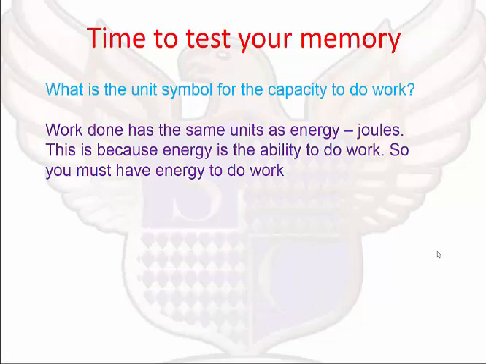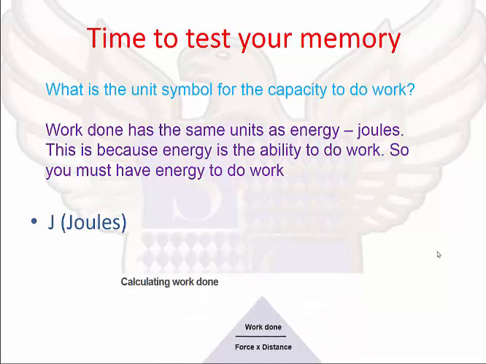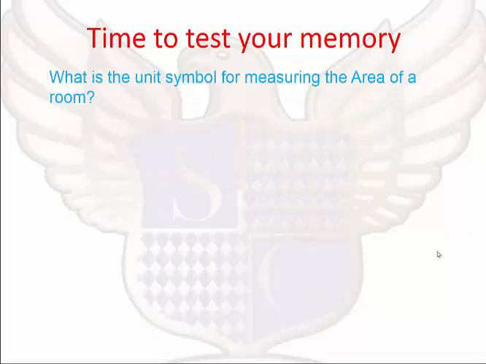What is the unit symbol for the capacity to do work? Joules. Work done has the same units as energy. This is because energy is the ability to do work, so you must have the energy to do work. In practical terms, if you don't have the energy, you can't do the work. This is how you calculate the work done. What is the unit symbol for measuring the area of a room? Square meters.